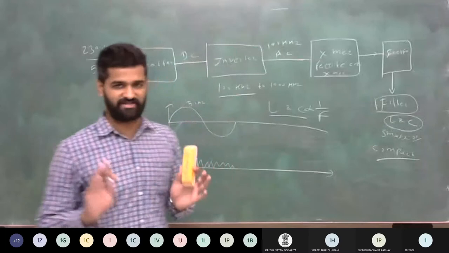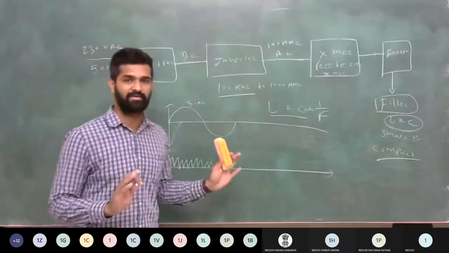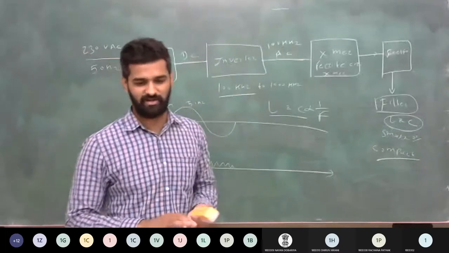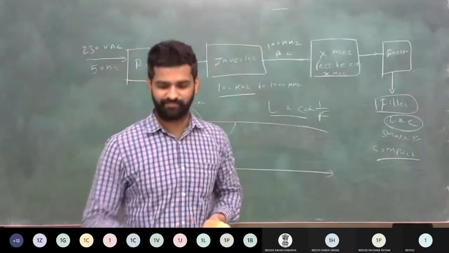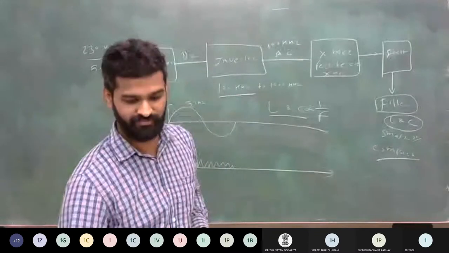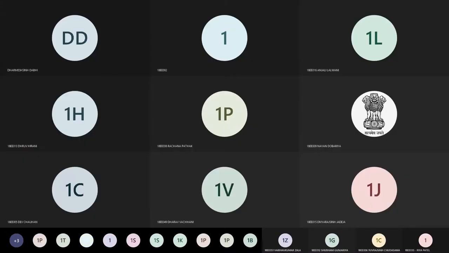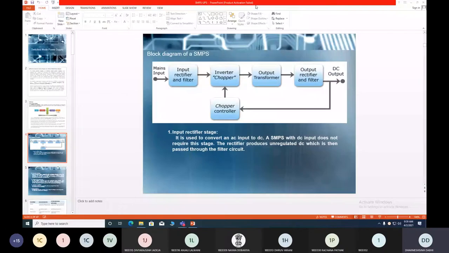Understand all of you? What is the difference between a linear power supply and a switch mode power supply? Clear all of you this one? Is there any doubt? Yes, anyone? Is there any doubt? No, sir. Okay.